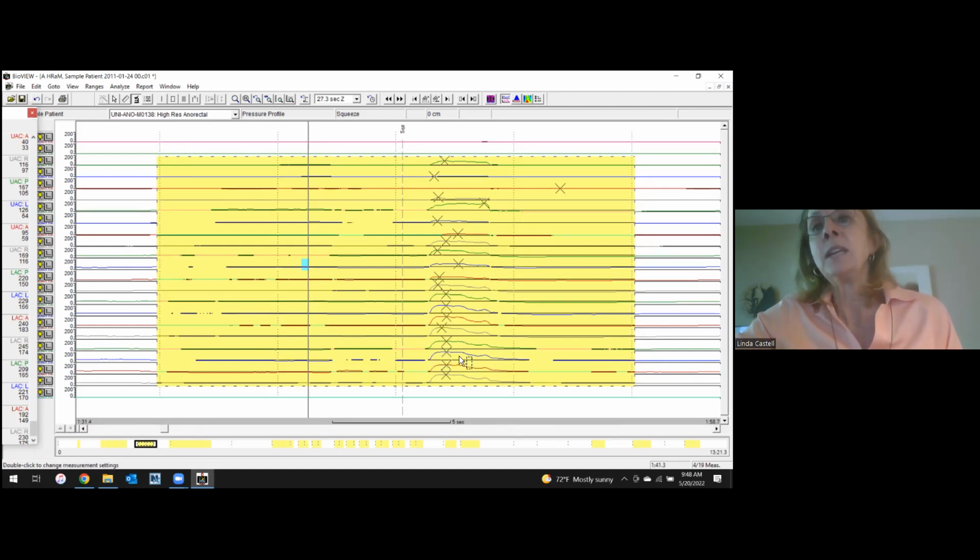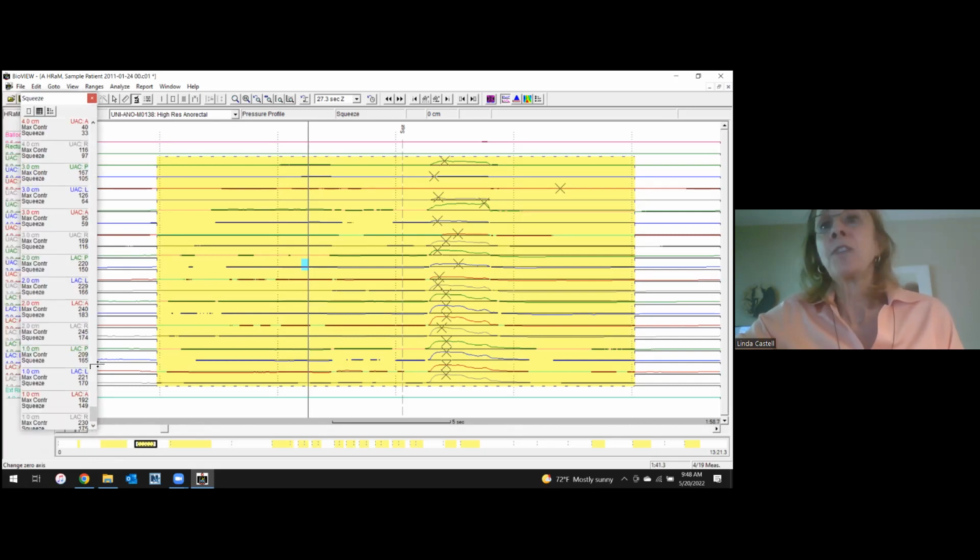Then when the patient squeezes, the computer is going to put an X at the highest squeeze pressure. So this X here is the maximum contraction. That's all the resting plus the added squeeze, the total anal canal pressure. And then the squeeze pressure is just everything from resting above it, so it doesn't count resting anymore, just all the added pressure. Did that answer your question?